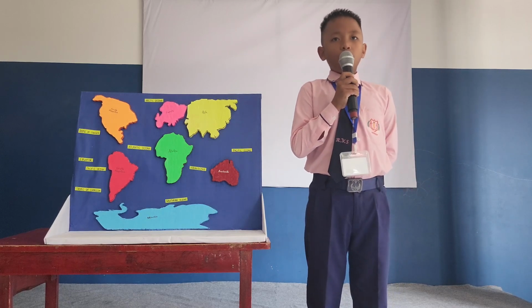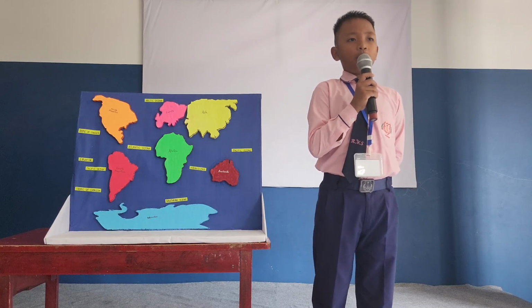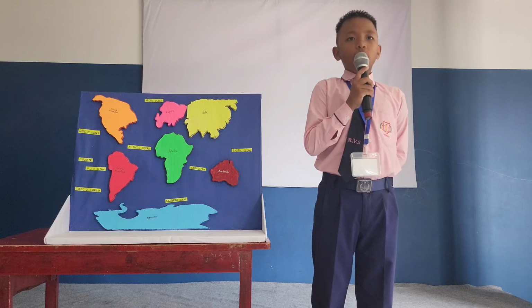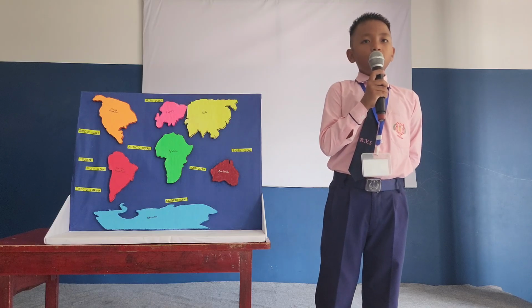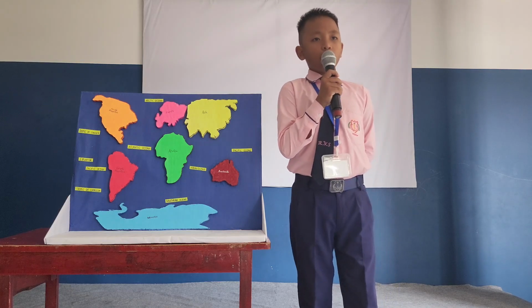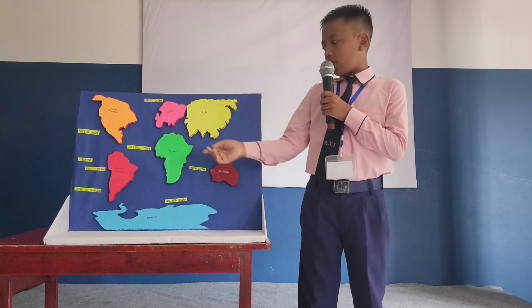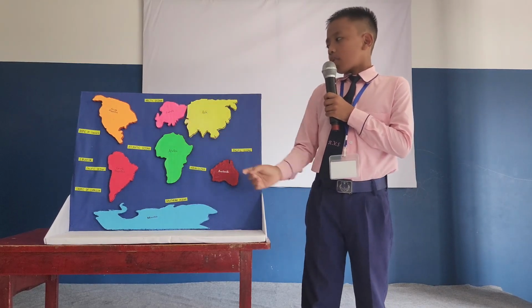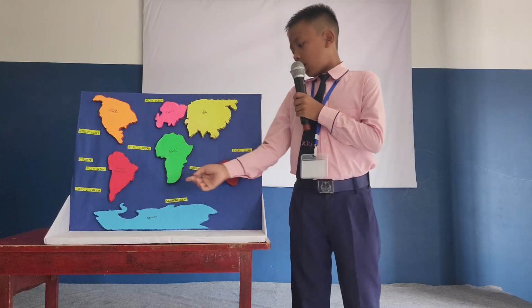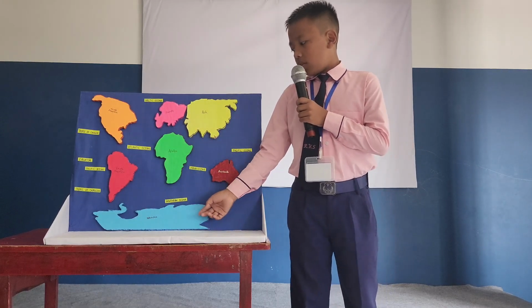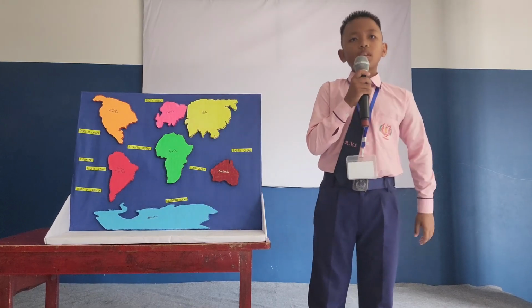Now, I will talk about the 7 continents. There are also 7 major continents on the earth. They are Asia, Africa, Europe, North America, South America, Australia, and Antarctica.